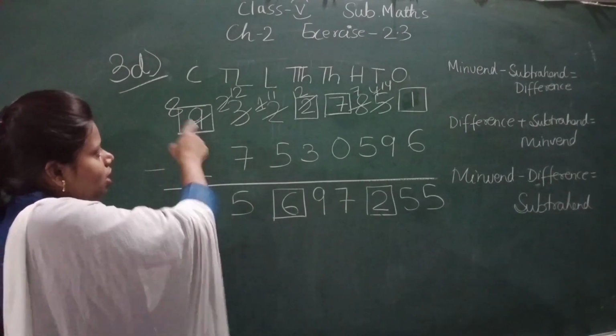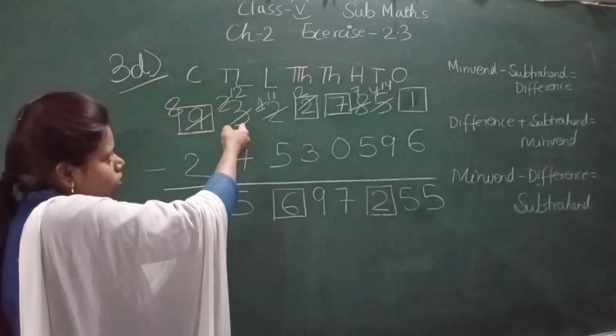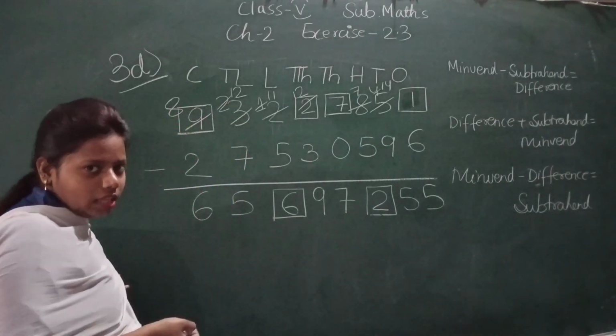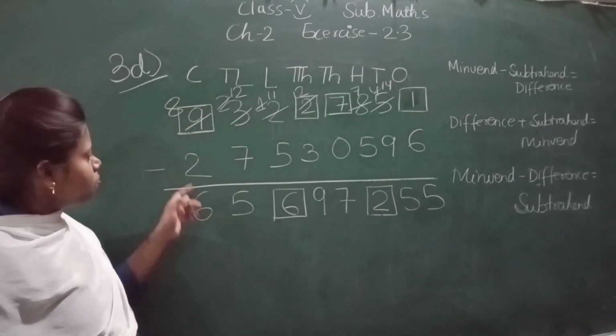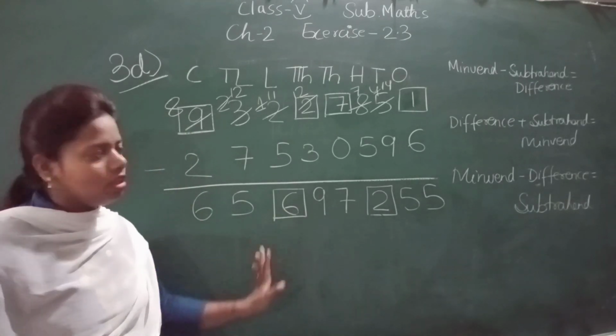Okay. Why have we written 9? Because before it was 9 only. It has given one borrowing to this 2, then it has become 8. So 6 plus 2 is 8. Okay. So in this way you have to fill the boxes.